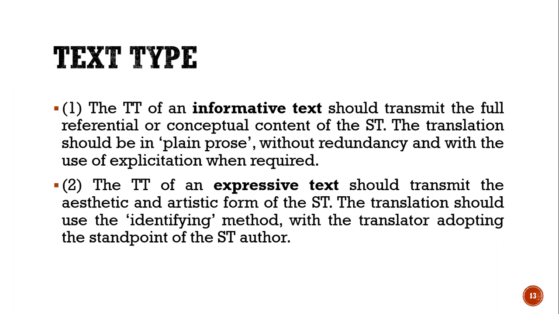Here, actually, you can see it there. The translation should use the identifying method with the translator adopting the standpoint of the source text author. So what the source text author tried to say, or what was his intention, regarding this aesthetic and artistic form. So you have to identify your method, and then you have to transmit those things from the source text into the target text. That means the satire, the irony, the pun, the alliteration, the consonance, assonance, or different other kinds of literary devices that are found in the source text, you have to try to transmit those things also in the target text. Understood? Is that clear? Yes, clear, sir. Okay, fantastic.